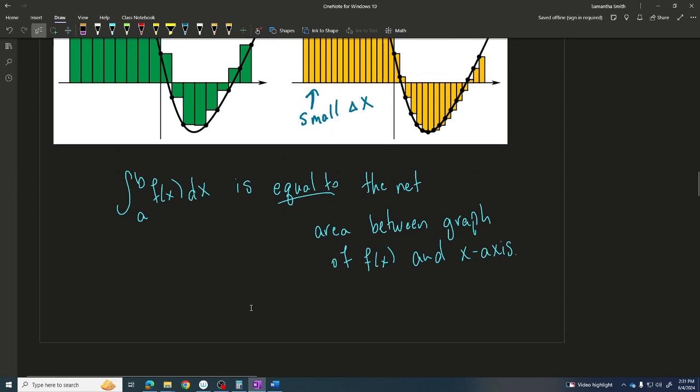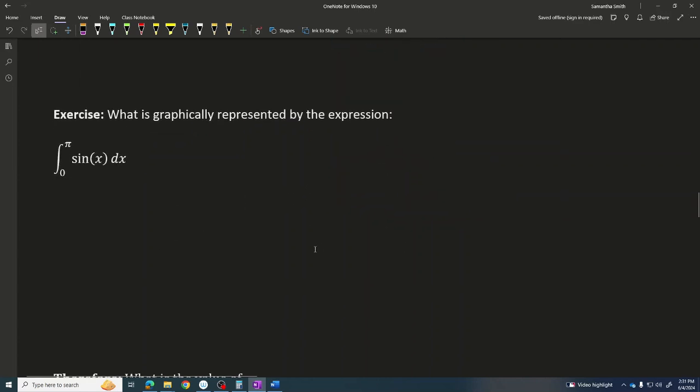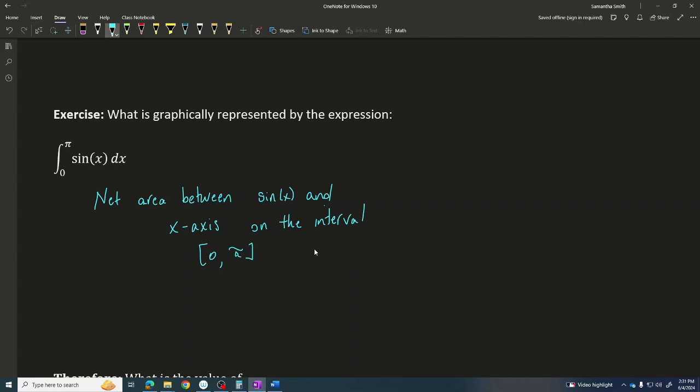Well, based on what we observed right up here, the definite integral graphically can be thought of as a net area. So in this case, this integral would specifically be the net area between the graph of sine of x and the x-axis. On what interval? On the interval of x's from 0 at the bottom, that's our lower limit, to pi at the top, that's our largest x value, that's our upper limit.